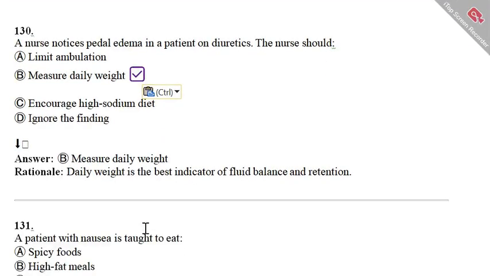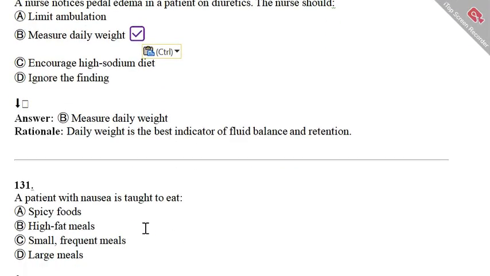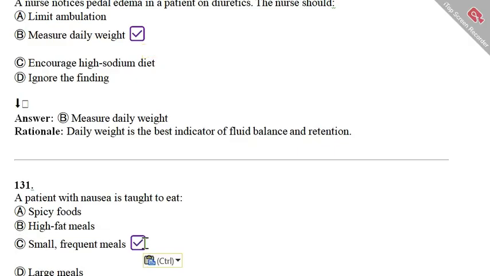Let's move to the next question. A patient with nausea is taught to eat. What to eat in these four options? The correct option is option C, small frequent meals.